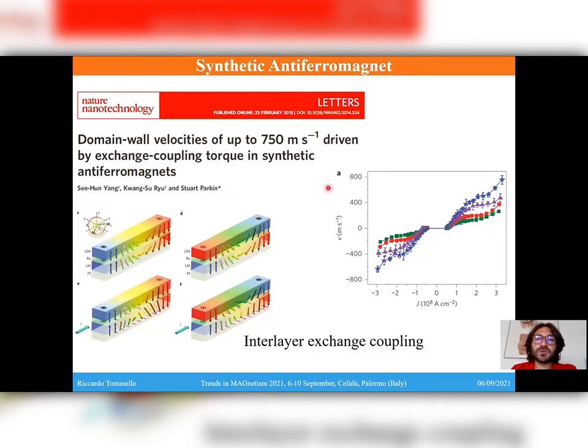These have been proposed firstly for the domain wall motion by the group of Stuart Parkin, where they achieved the record velocity. Basically, we have two ferromagnetic layers separated by a non-magnetic spacer, which are coupled through the interlayer exchange coupling.